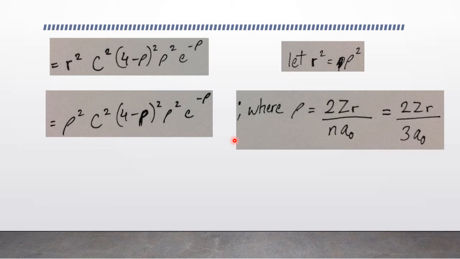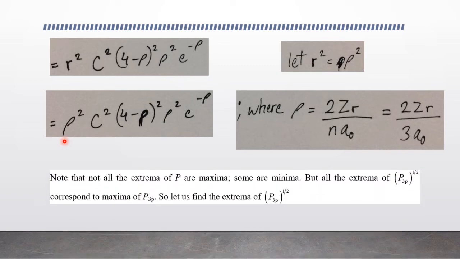So to find the most likely radius, we can set the derivative of the P 3p orbital equal to 0. We can collect all the multiplicative constants together, since they will eventually be divided into 0. And there's an important note: not all the extrema of P are maxima, while some are minima. But all the extrema of P 3p raised to 1/2 correspond to maxima of P sub 3p. So let us find the extrema of P sub 3p raised to 1/2.